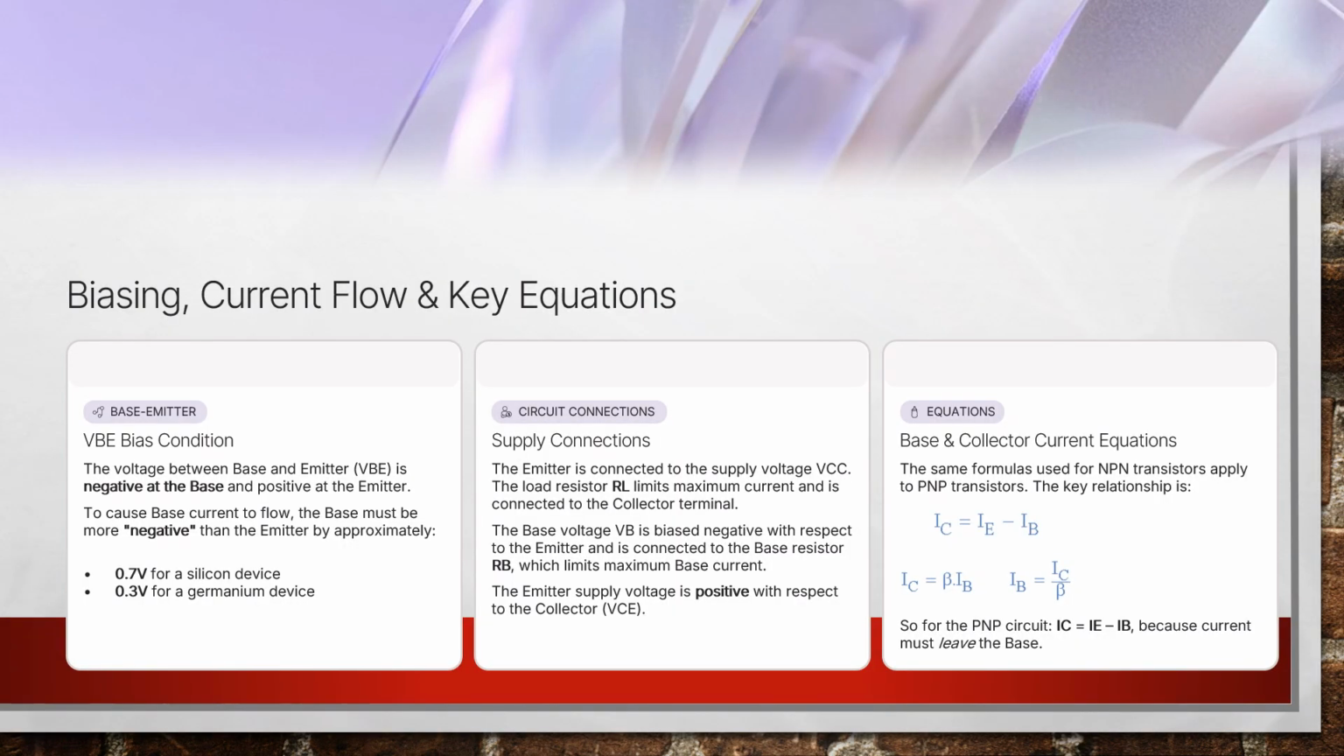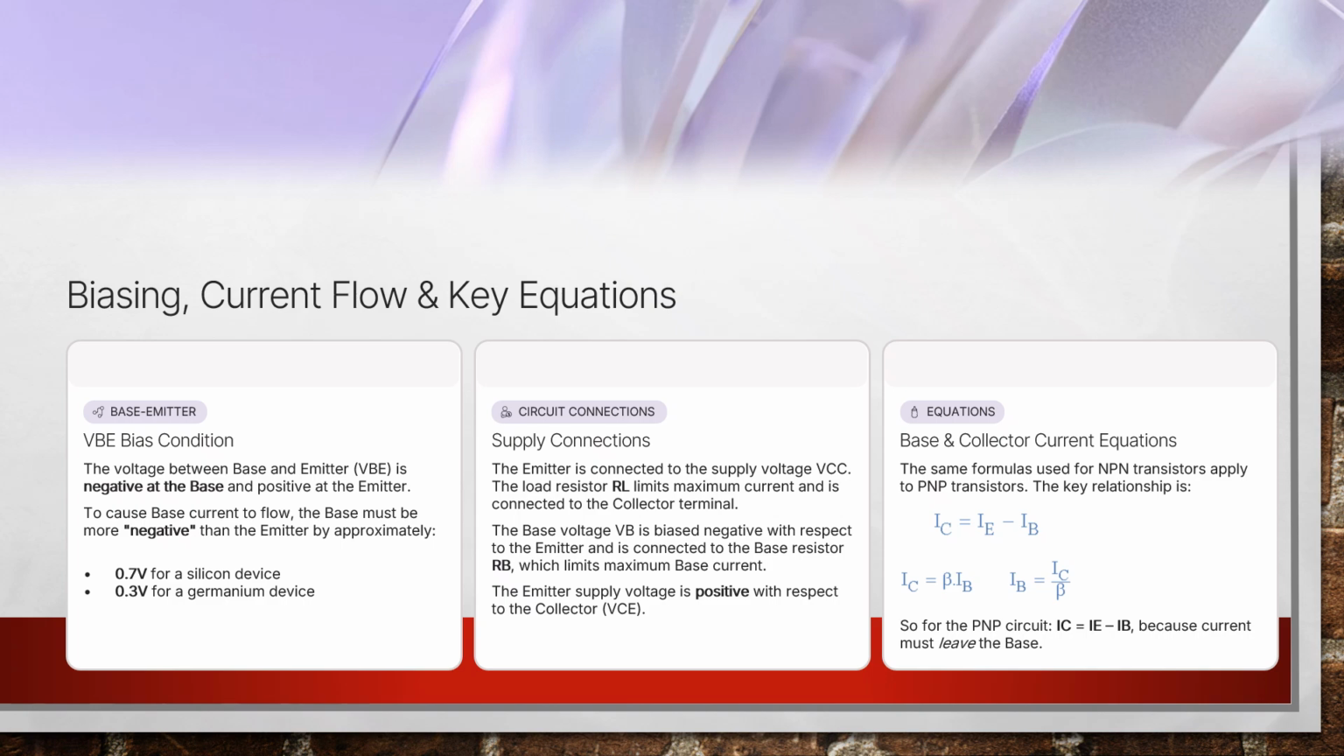Biasing, current flow and key equations. Base-emitter, VBE, bias condition. The voltage between base and emitter, VBE, is negative at the base and positive at the emitter. To cause base current to flow, the base must be more negative than the emitter by approximately 0.7 V for a silicon device, 0.3 V for a germanium device.